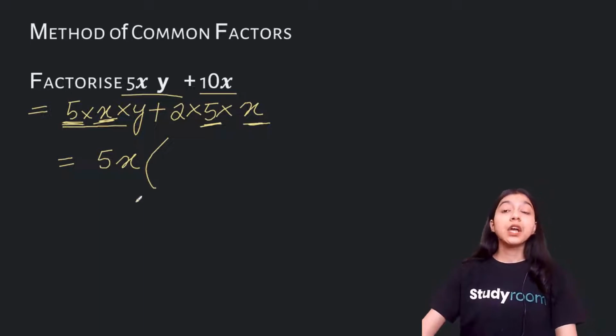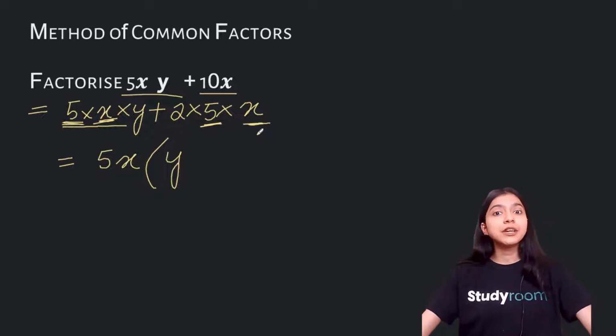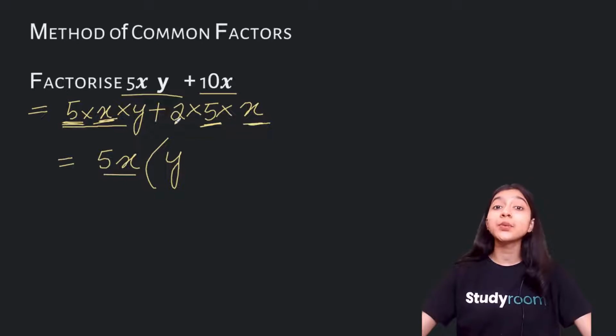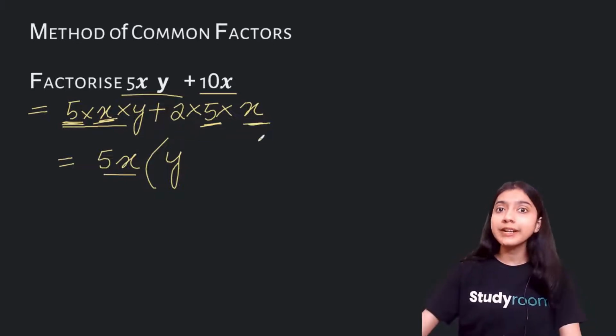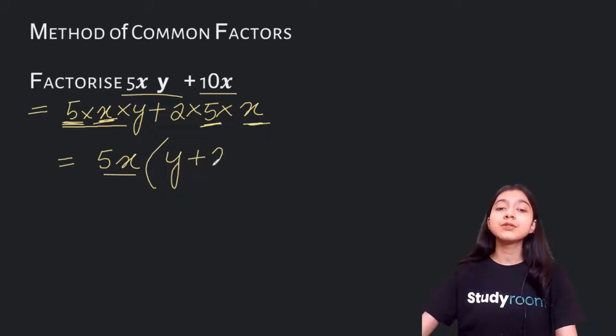give a bracket. Now in order to make the first term, we have taken 5x outside. We need a y to be multiplied with 5x, so I'll be writing y. Now in order to make the second term, plus 2 multiplied with 5 multiplied with x, we have to multiply this 5x that we have taken outside with 2, because 2 is the only term that is left. 5x has been taken outside, so I'll be writing plus 2.